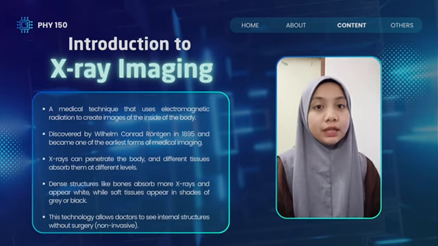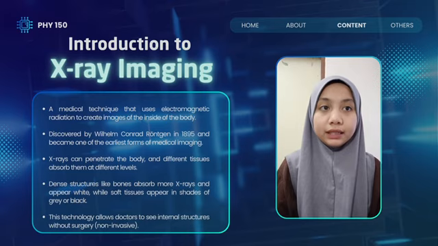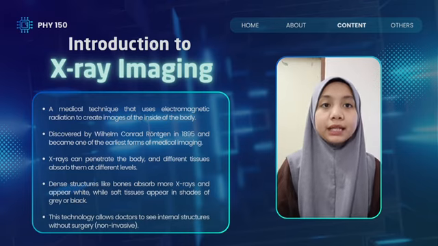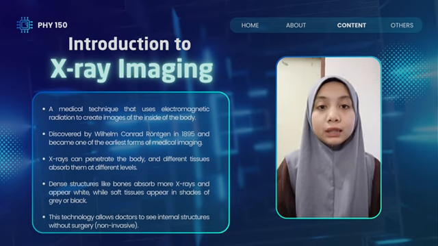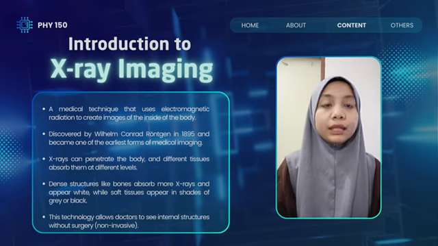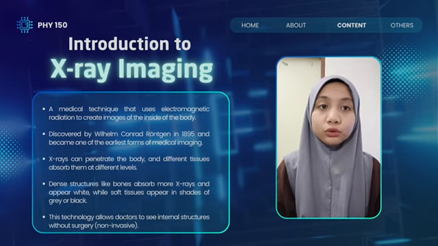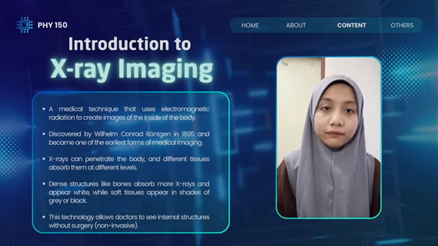Introduction to X-ray imaging. X-ray imaging is a medical technique that uses electromagnetic radiation to produce pictures inside of the body. It was discovered by Wilhelm Conrad Röntgen in 1895 and became one of the first major tools in medical imaging. X-rays can pass through the body and different tissues absorb them at different levels.